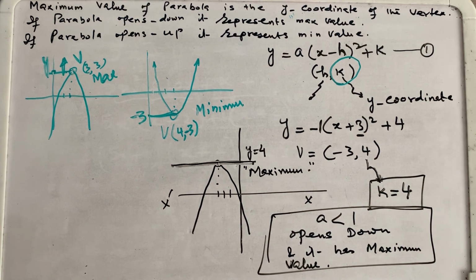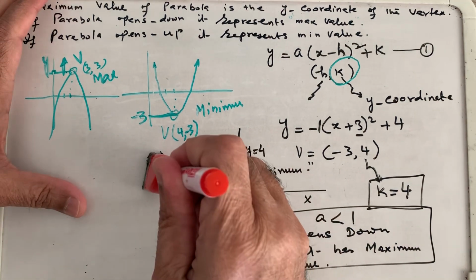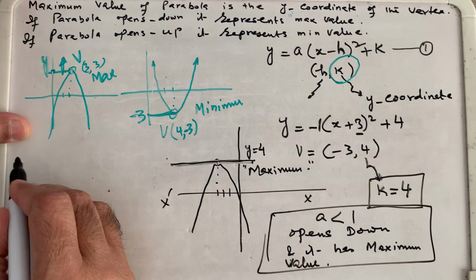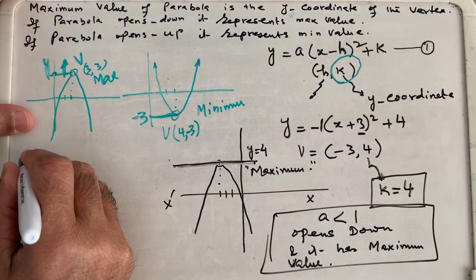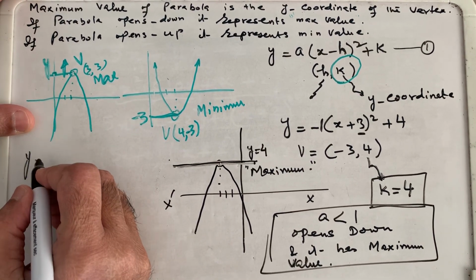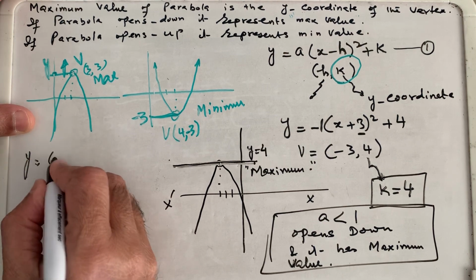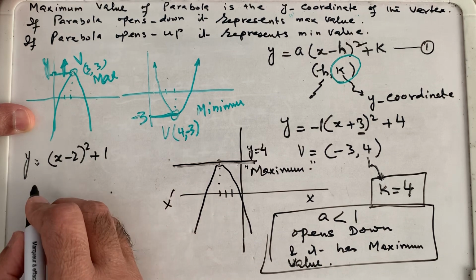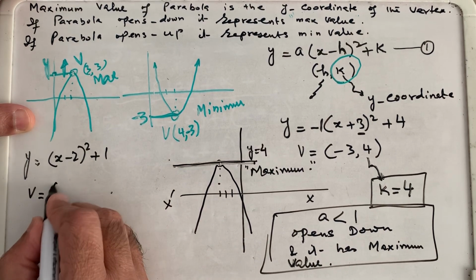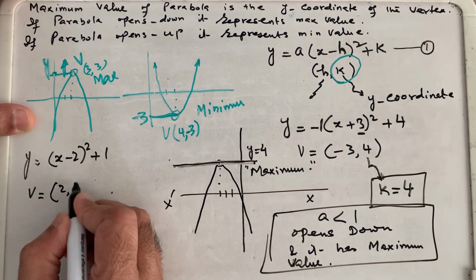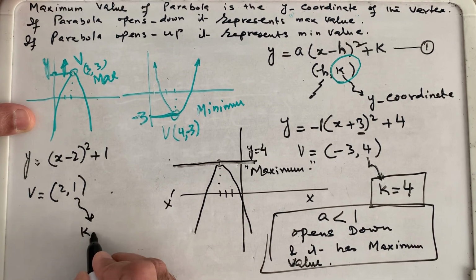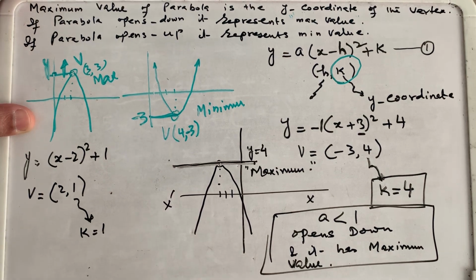So we can take another example, we have some space here on the other side. So if we take an example of y is equals to, let's say, x minus 2 whole square plus 1. So now what is my vertex? My vertex is 2 and 1, right? What is my k? K is 1. So this is my y coordinate.